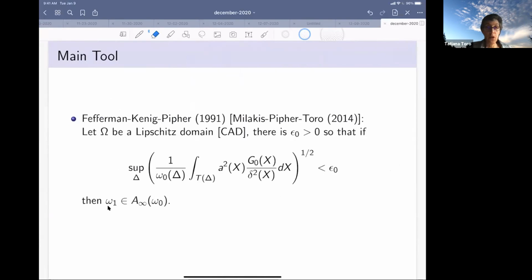then omega 1 is in omega 0 and belonging to B. And so then it's easy from there to say, well, if omega 0 is an A infinity with respect to sigma, and omega 1 is an A infinity with respect to omega 0, then there's a translation and it works. So this was the key tool.